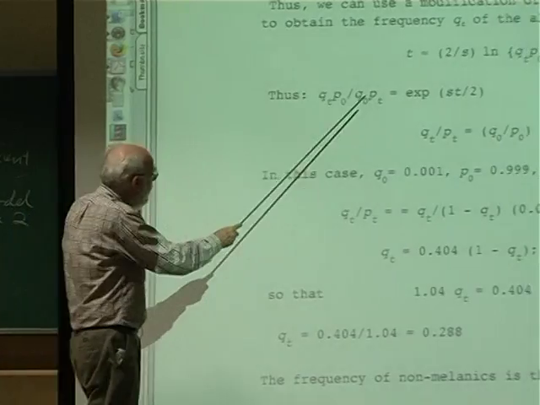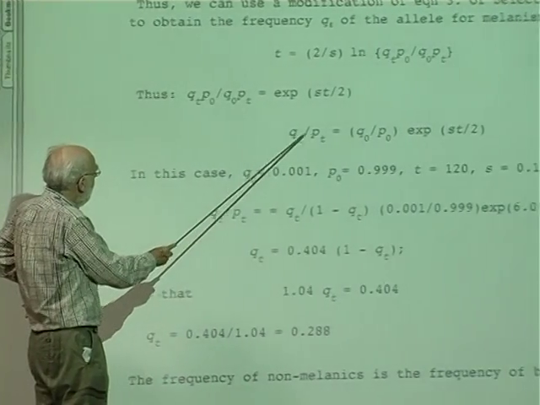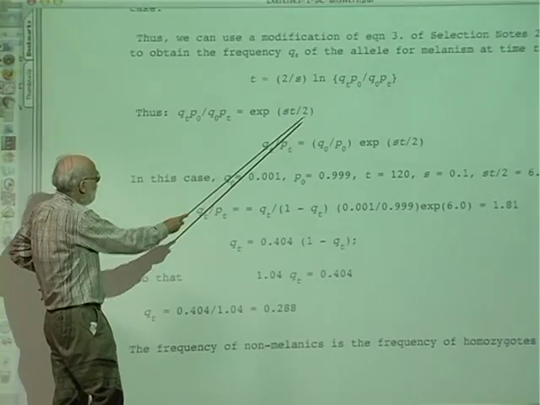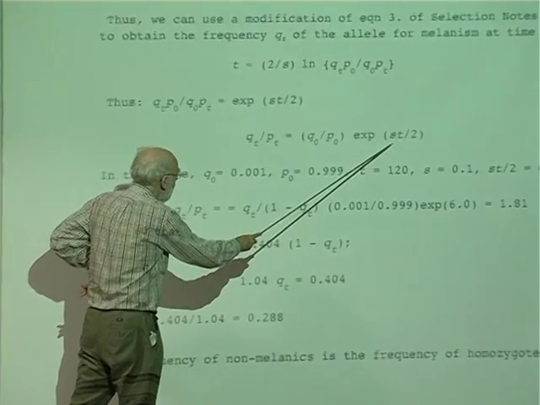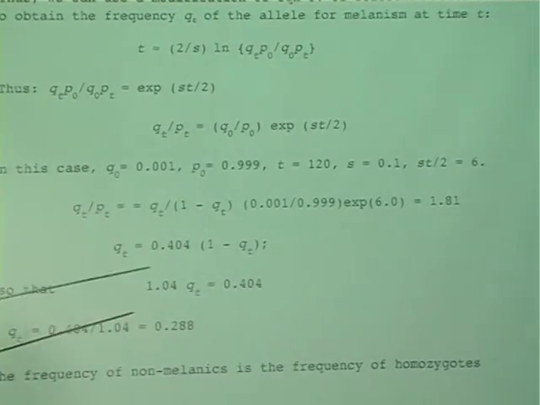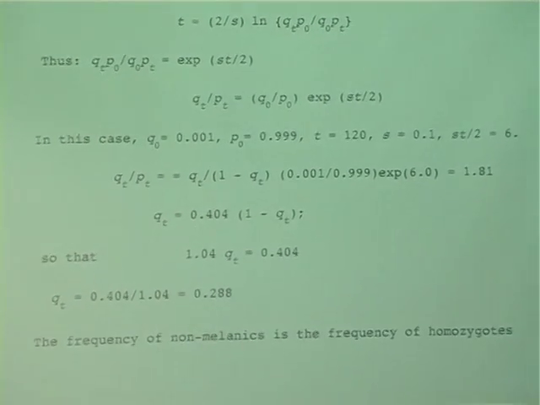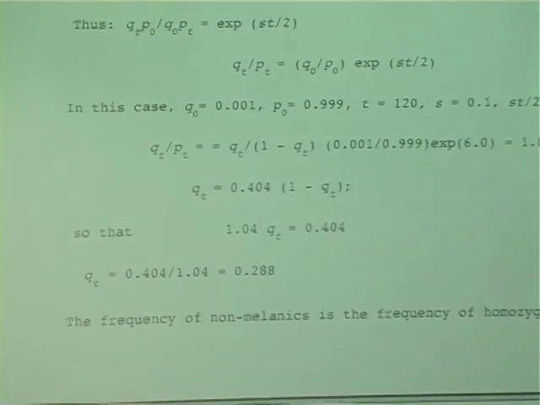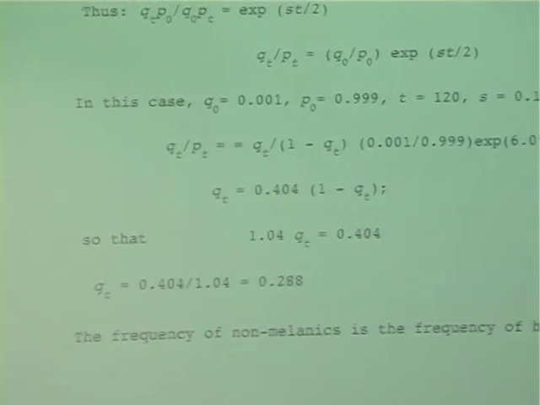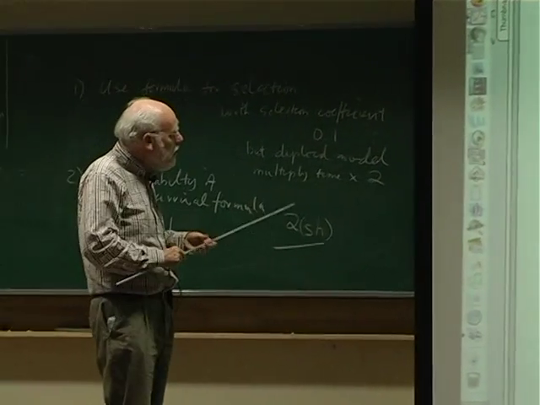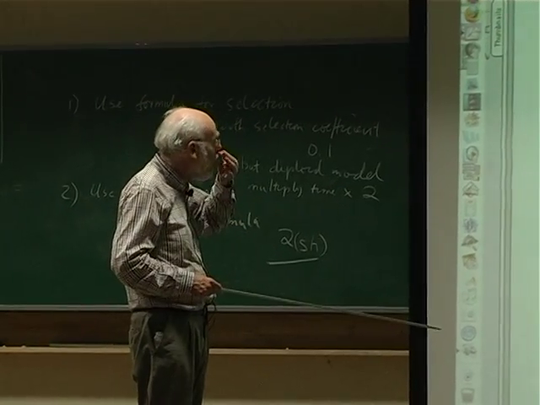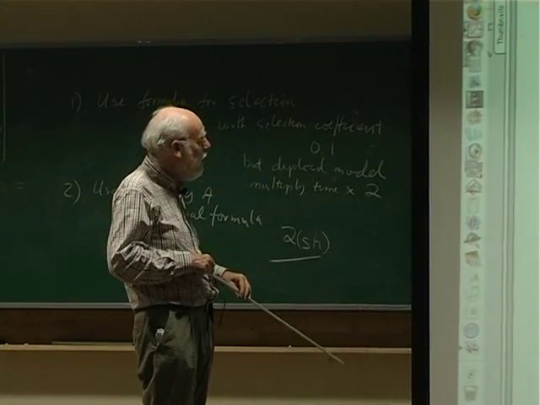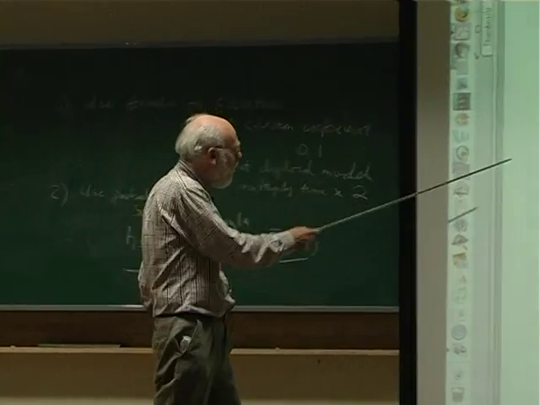So we can rewrite the equation again as q_t over p_t, bringing p_0 and q_0 over onto this side of the equation, as q_0 over p_0 times the exponent of st over 2. And that's the sort of algebraic solution to the problem. Anybody got any questions about that? If you're familiar with the use of logs, not too much of a problem. If you have a computer or a hand calculator which gives you exponents, then we can just plug those numbers in and get the answer. So that's what's done here.